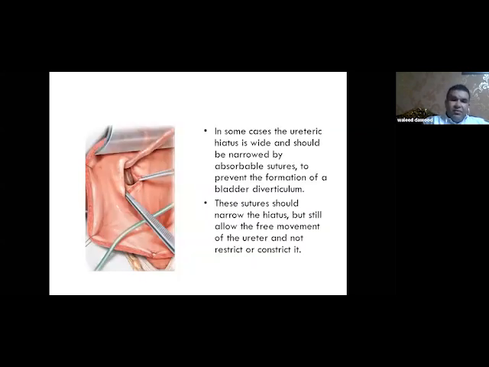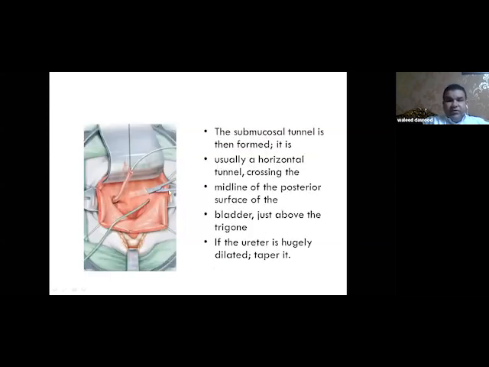This defect of the normal ureteral hiatus is closed by interrupted 5-0 Vicryl suture. Be careful that the suture does not narrow the hiatus, but still allows free movement of the ureter and does not restrict or constrict. The submucosal tunnel is formed by horizontal tunneling crossing the midline of the bladder wall just above the trigone. If the ureter is hugely dilated, you should do bladder hitching.